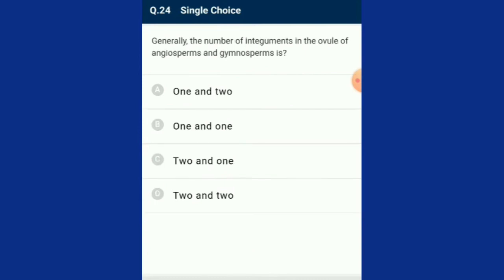Question number 24. Generally, the number of integuments in the ovule of angiosperm and gymnosperm is. Integuments are tough outer layers that protect the ovule. It will develop into seed coat after the egg cells are fertilized. In angiosperms, 2 integuments are found in the ovule, while in gymnosperms, only 1 integument is found. So the answer is option C, 2 and 1. In angiosperms, 2 integuments, and in gymnosperms, 1 integument.